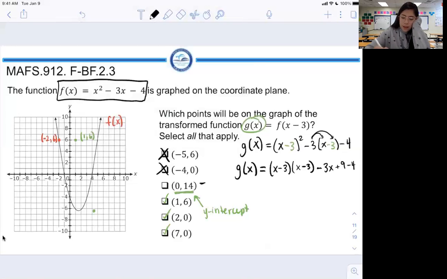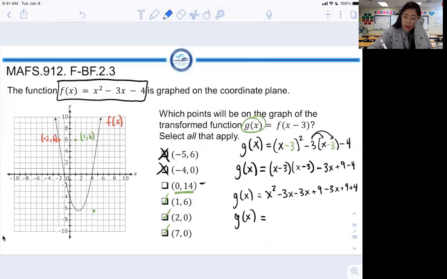Okay. But now I need to FOIL. And I promise we're almost done. As soon as we FOIL, we'll pretty much be done. So I get x squared minus 3x minus 3x plus 9. And then minus 3x plus 9 plus 4. We've got all these like terms that we're going to need to combine. Let's finish it off.